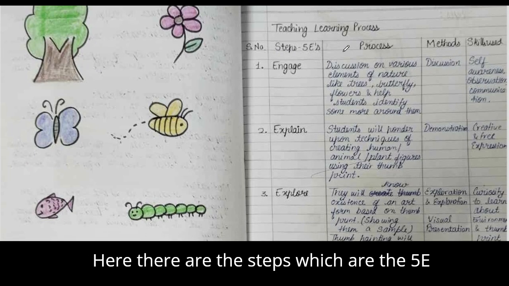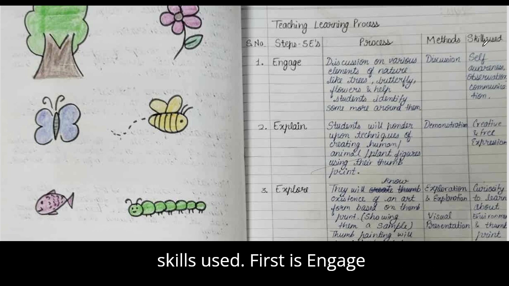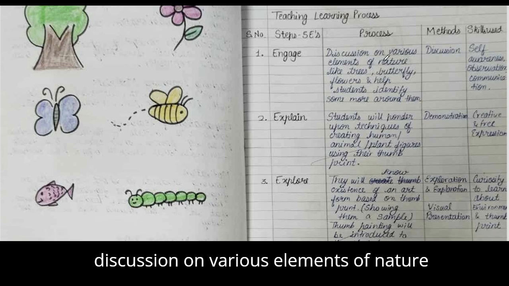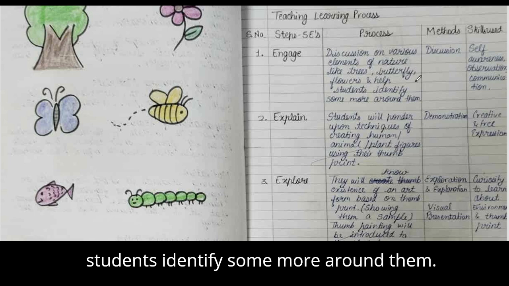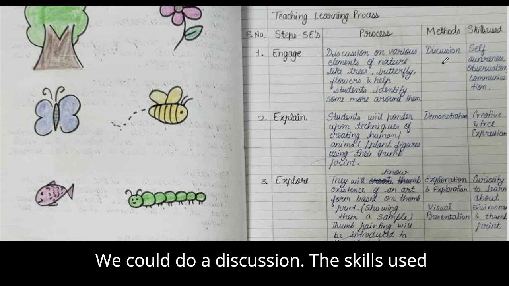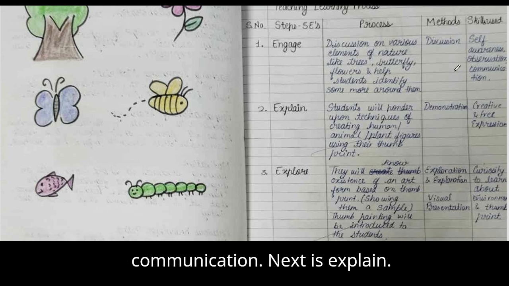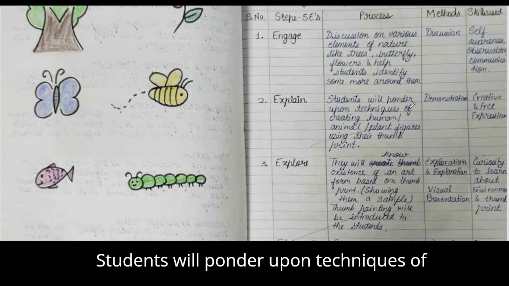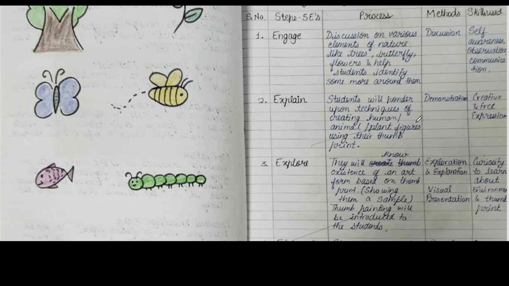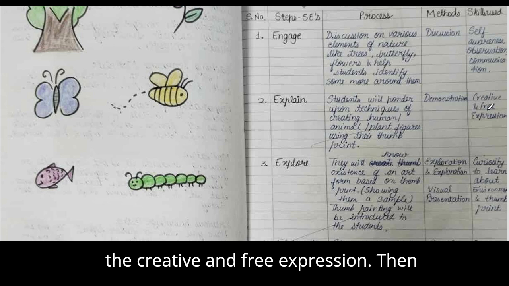Here there are the steps, which are the 5E steps, then the process, methods, and skills used. First is engage. Discussion on various elements of nature like trees, butterfly, flowers, and help students identify some more around them. We could do a discussion. The skills used are self-awareness, observation, communication. Next is explain. Students will ponder upon techniques of creating human, animal, plant figures using their thumbprint. Demonstration could be used. Skills are the creative and free expression.